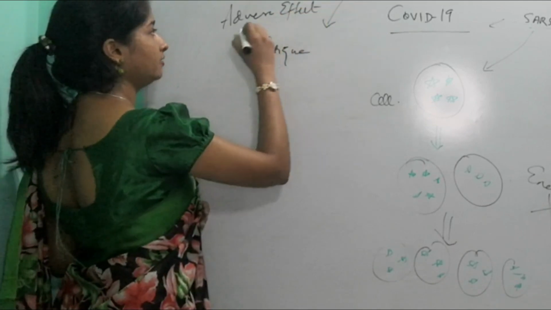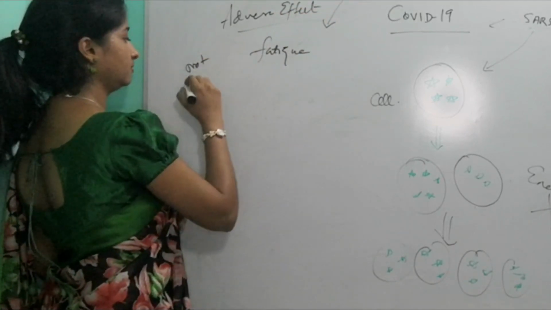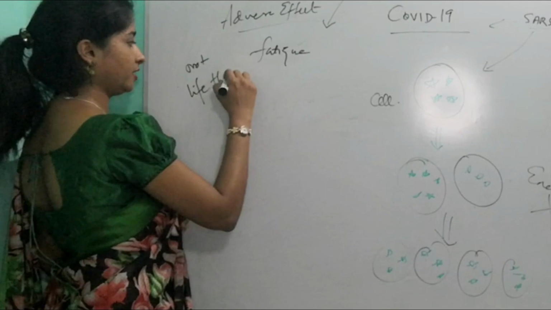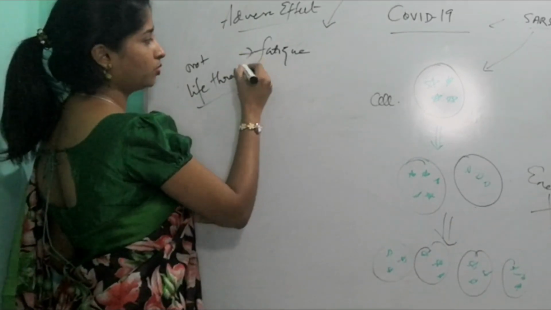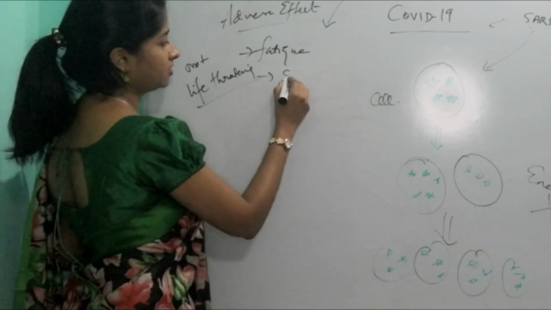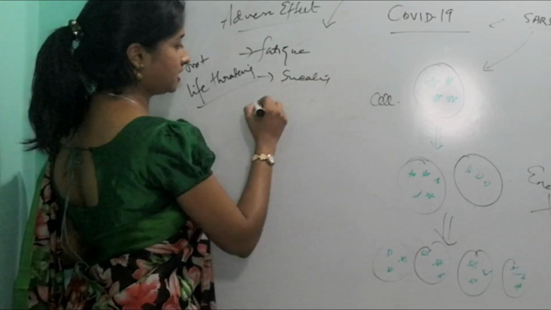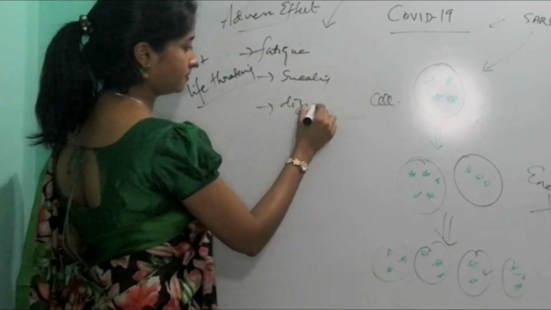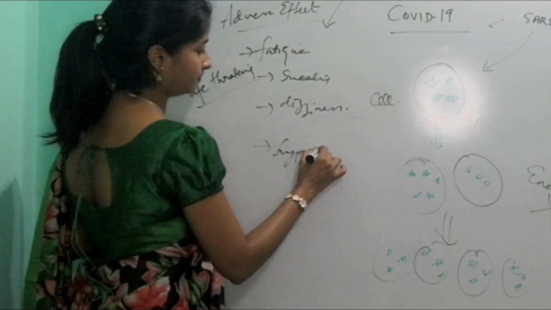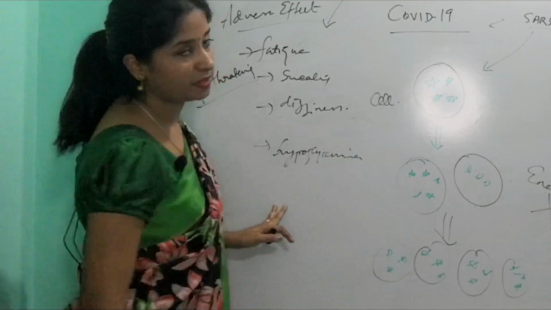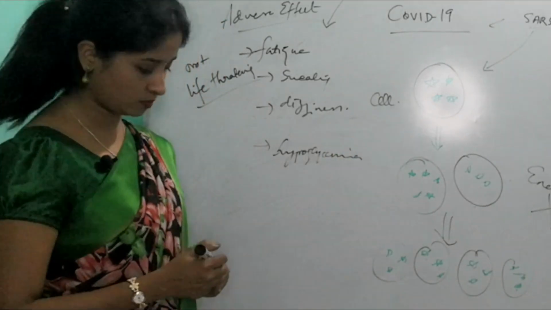not life-threatening, but a few adverse effects like fatigue, sweating, dizziness, and hypoglycemia can be experienced by patients who are taking 2-DG.